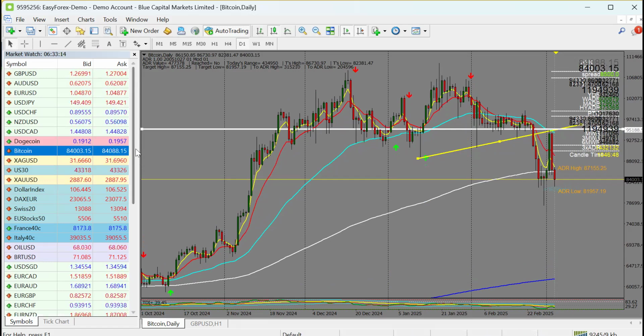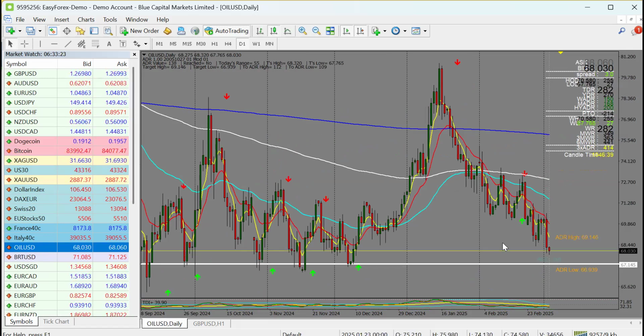Talking about oil, we're very bearish on it, and this is one of the trades where we'll be looking for the sales pattern. On oil, we're very, very bearish on it. Talking about the oil, we've been seeing lower highs and lower lows.